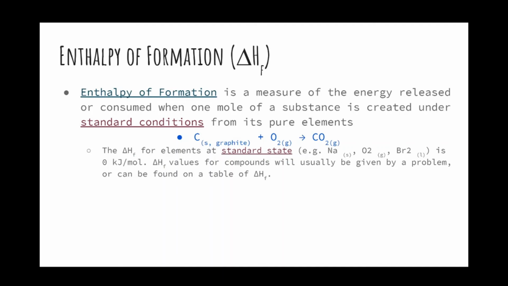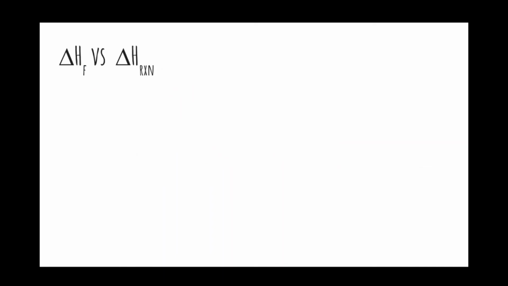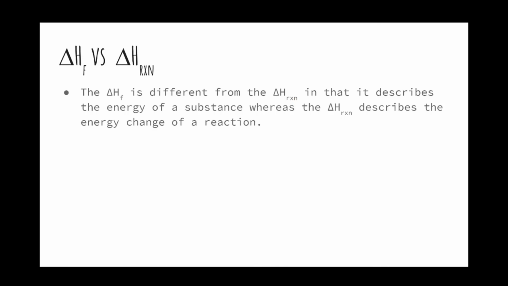The delta H of formation value for compounds will usually be given by a problem or can be found on a table. There is a table attached to your homework, so they can easily be looked up. So what is the difference between our delta H of formation and our delta H of reaction? Our delta H of formation describes the energy of an individual substance, whereas the delta H of reaction talks about an entire reaction.